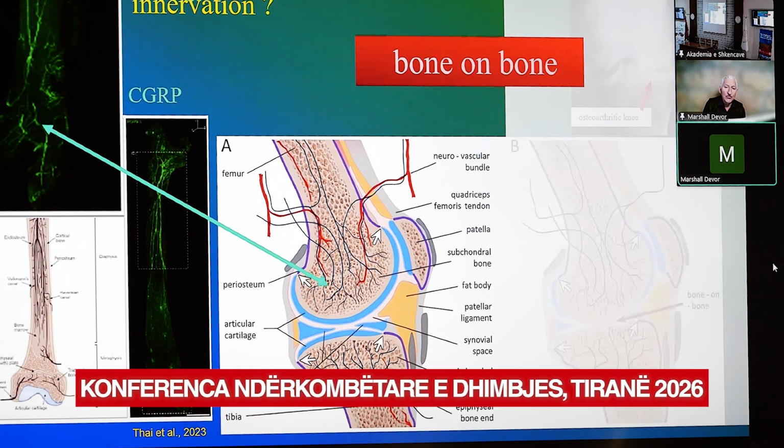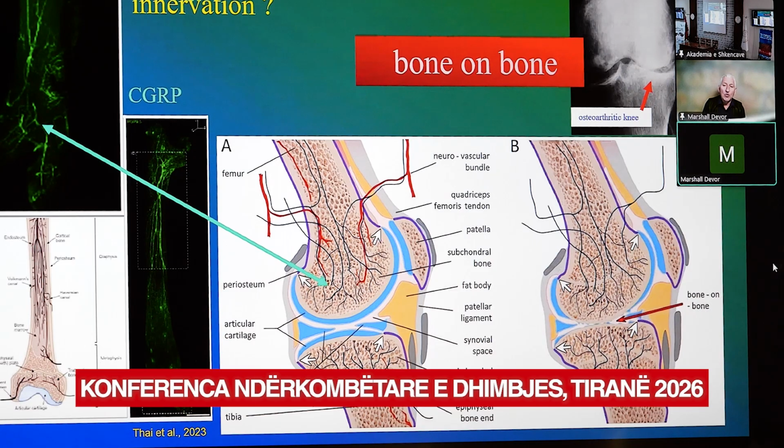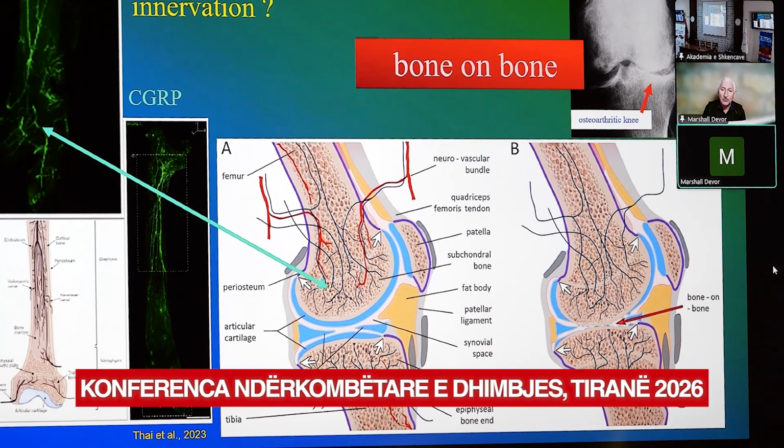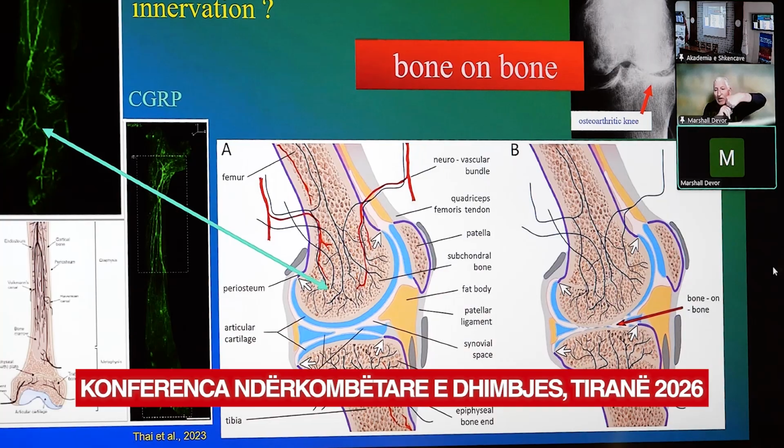When cartilage is destroyed, we have a situation of bone on bone. So the innervation of the periosteum, for example, does not cross over into the space between the two bone ends. That's where the cartilage was. In fact, there's no innervated tissue between the two bones when the two bones are grinding on one another in that way.